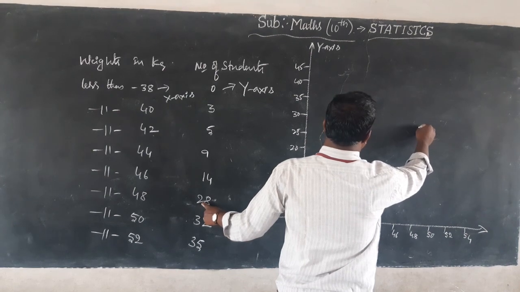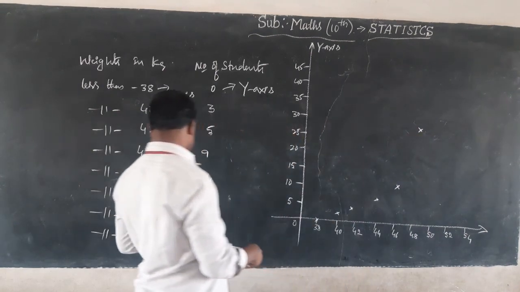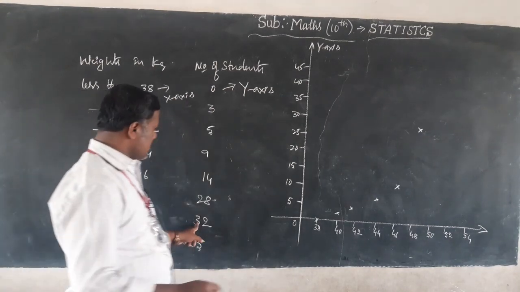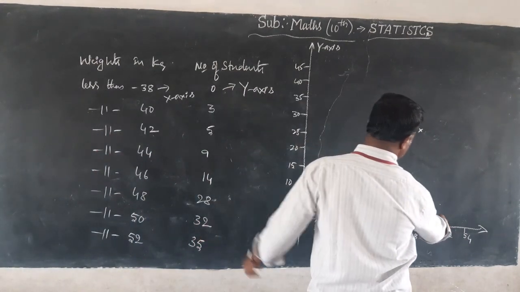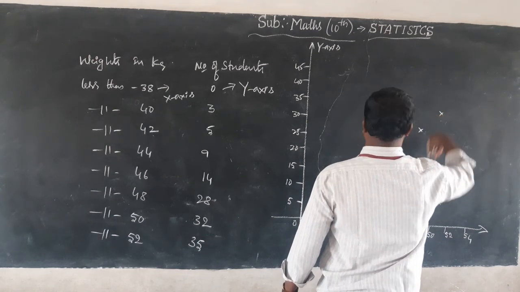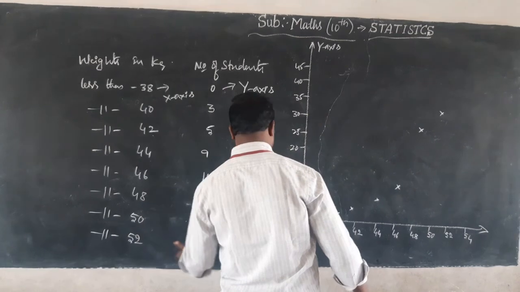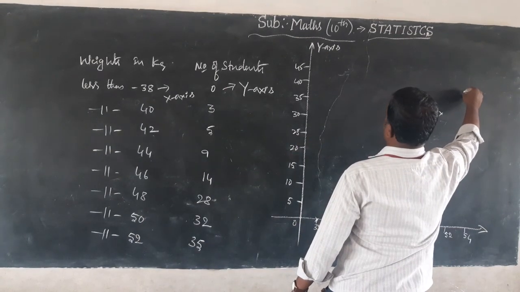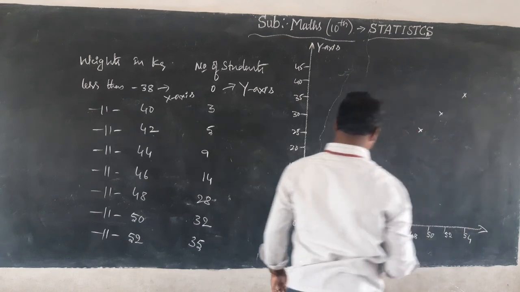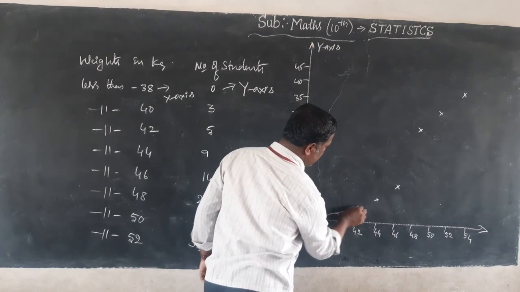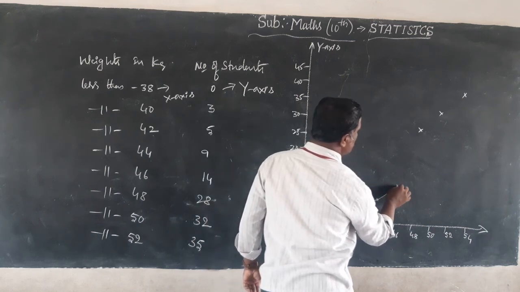28. So almost all here you will get 50, 32. So here you will get the last one, 52, 35. And finally, see children, you have to take scale and join the points.